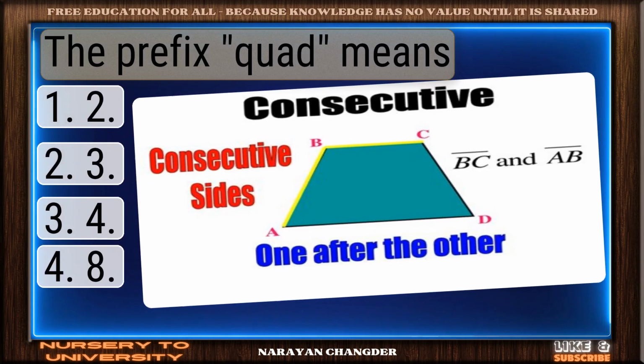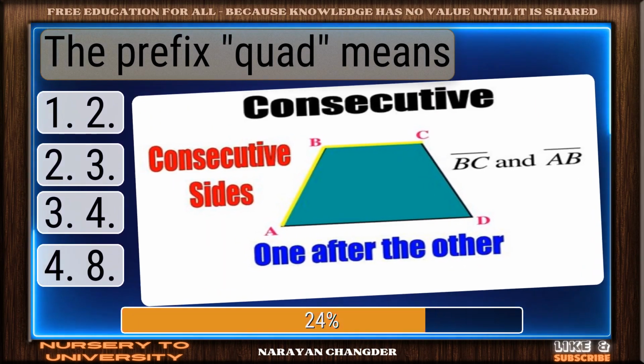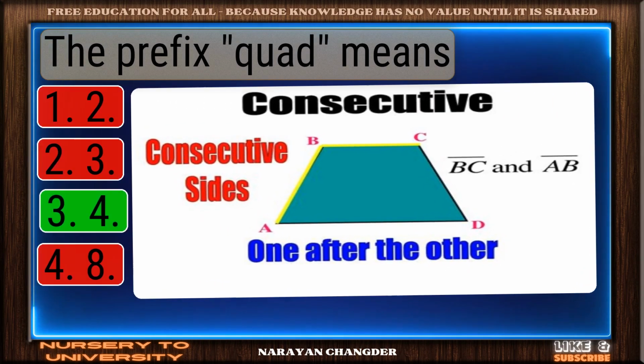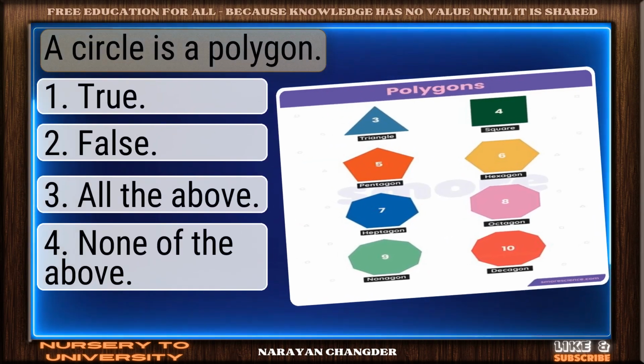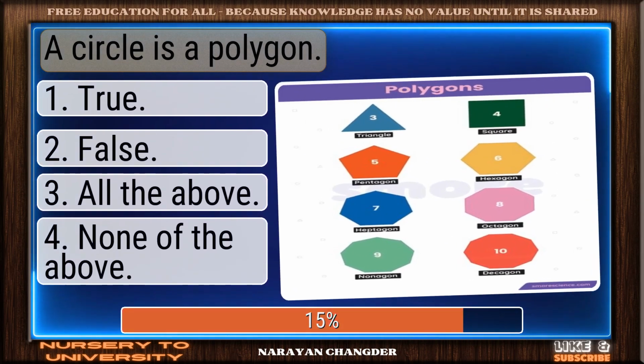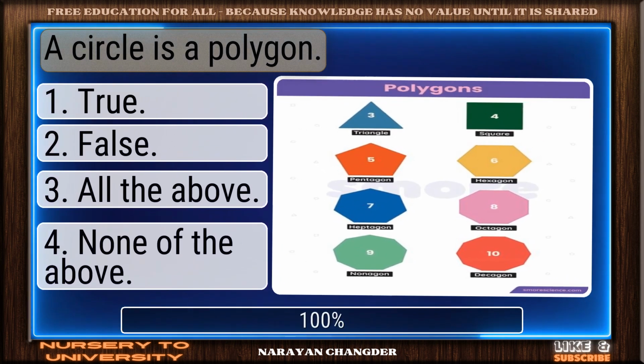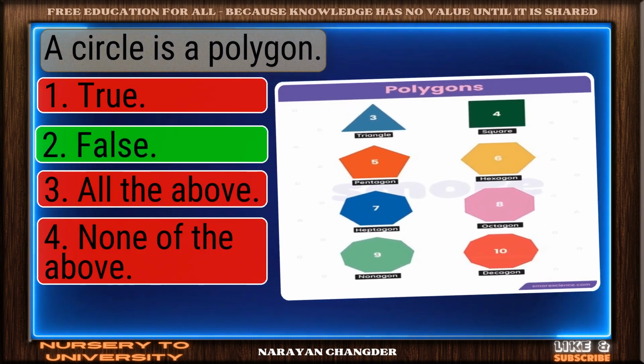Question number 293. The prefix quad means? You chose 4, and it is correct! Question number 294. A circle is a polygon. Valid point. False is true.